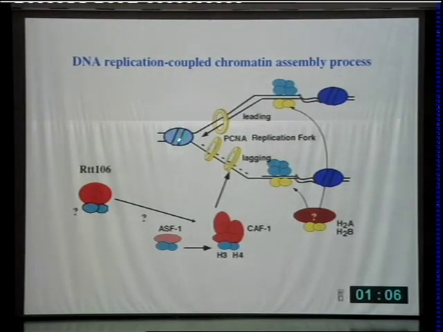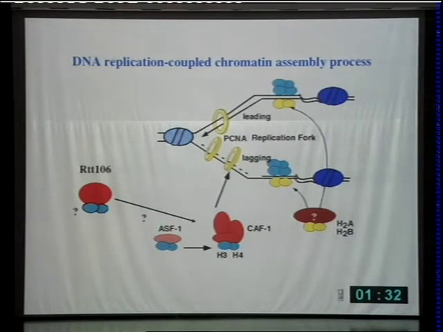First is the transfer of parental histone H3-H4 tetramers behind the replication fork. The second is the deposition of newly synthesized histones onto replicated DNA. While it's still not clear how parental histone H3-H4 are transferred, it is known that the deposition of newly synthesized histones requires histone chaperones, including CAF1, ASF1, and RTT106.